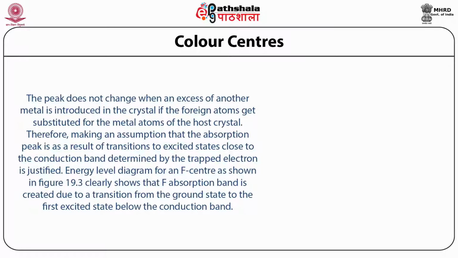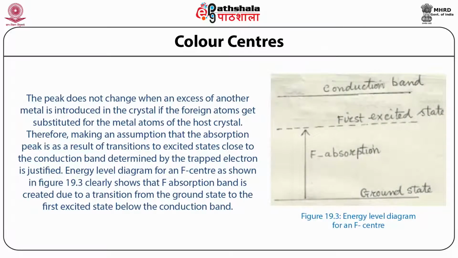Therefore, making an assumption that the absorption peak is a result of transitions to excited states close to the conduction band, determined by the trapped electron, is justified. The energy level diagram for an F center, as shown in figure 19.3, clearly shows that the F absorption band is created due to a transition from the ground state to the first excited state below the conduction band.